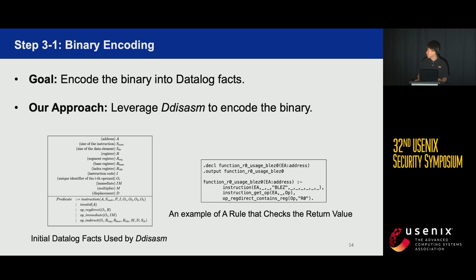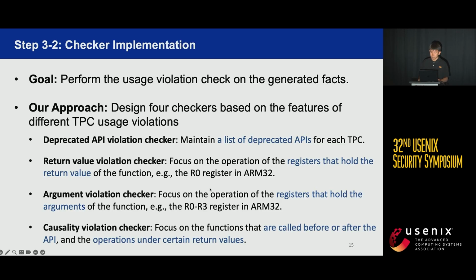So we customize some rules, and as shown in the right figure, here is an example of a rule that checks if the return value is less than or equal to 0. It mainly has 3 conditions, so we will get the corresponding results once these 3 conditions are met. Next we design 4 trackers based on the features of different usage violations. For the return value violation tracker and the argument violation tracker, we mainly focus on the operations of some specific registers. And for the causality violation tracker, we mainly focus on the functions that are called before or after the API, and also the operations under certain return values.